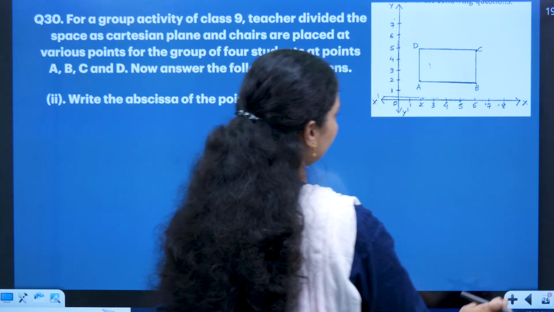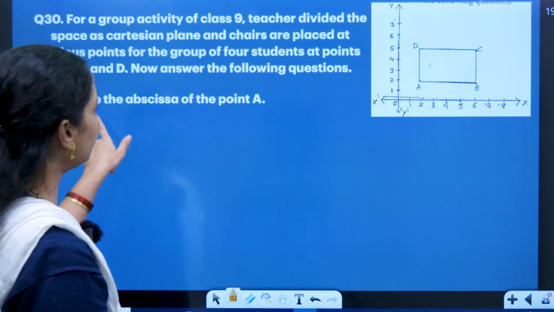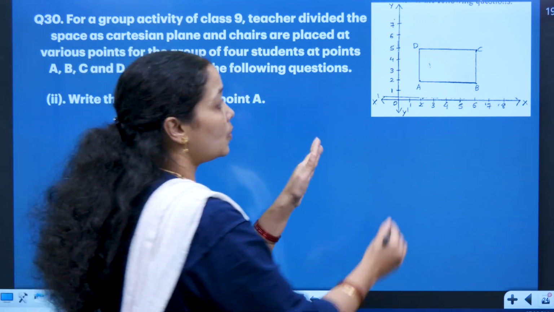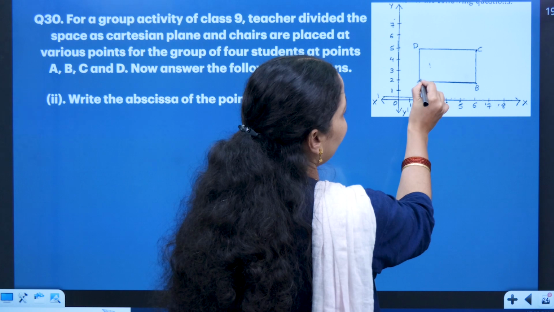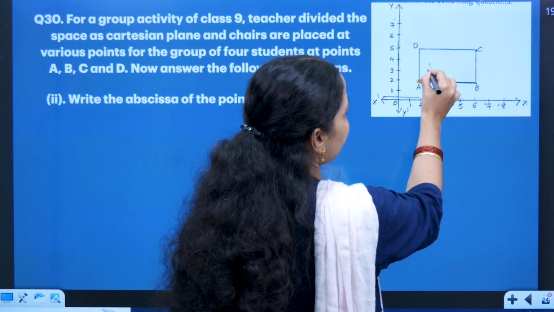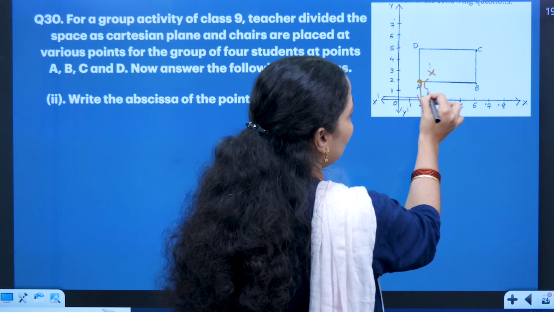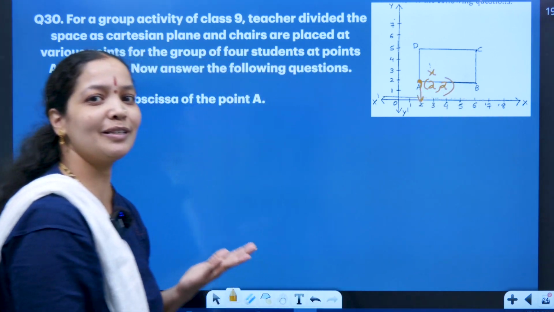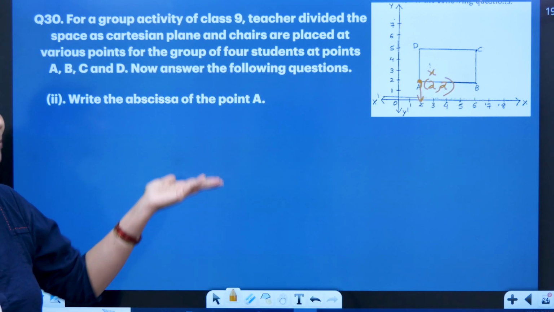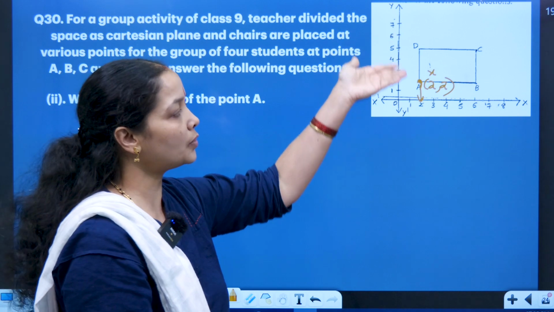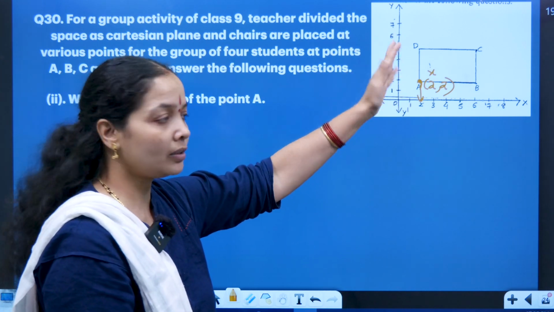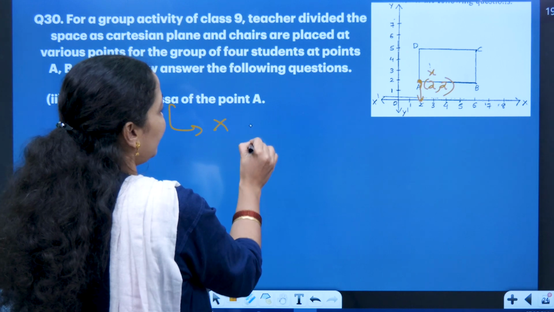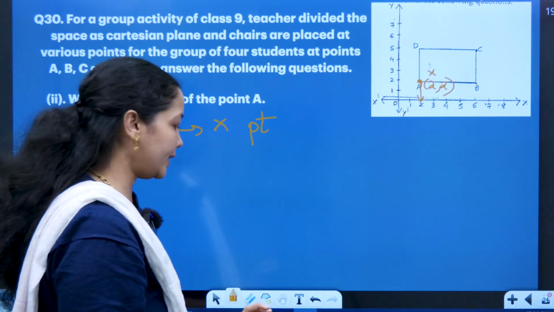In the same Cartesian plane, they are asking us to find the abscissa of point A. Abscissa is the x coordinate. So this is my point A, and the abscissa is x, which is here 2. Both are 2 here, so even if you write the y coordinate you will not go wrong, but certain questions can have 2, 4, 0. So abscissa means your x point or x coordinate.